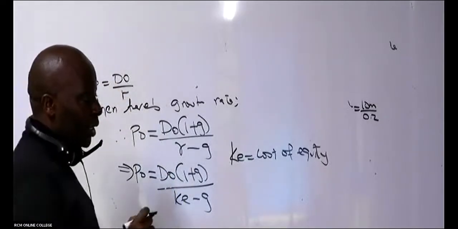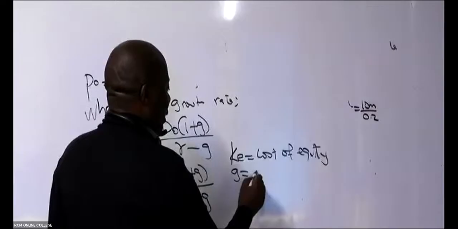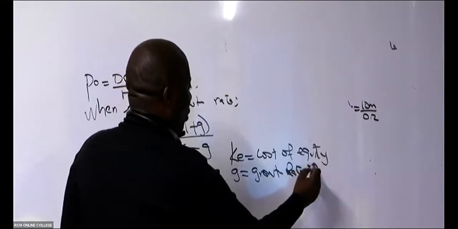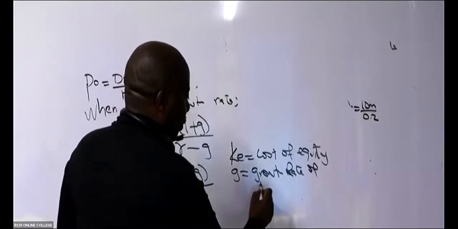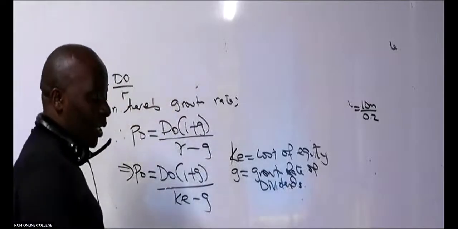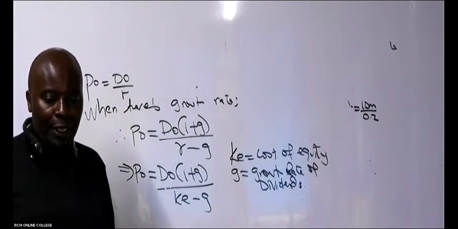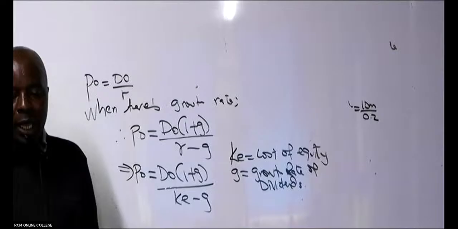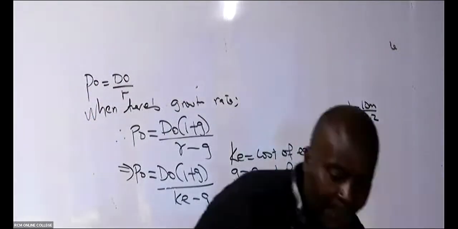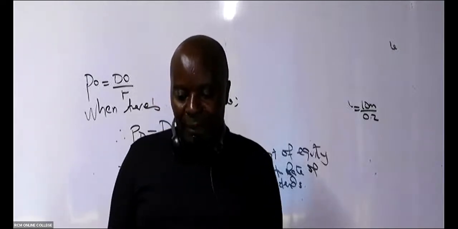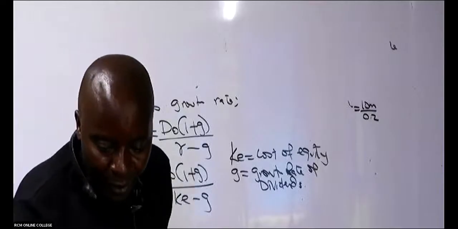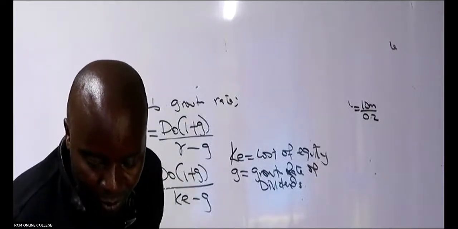And then we have G. G is the growth rate of dividends. Growth rate of dividends. Is that okay, ladies and gentlemen? Have you been able to pick some great concept up to here? All right, then we continue. I can see a question.